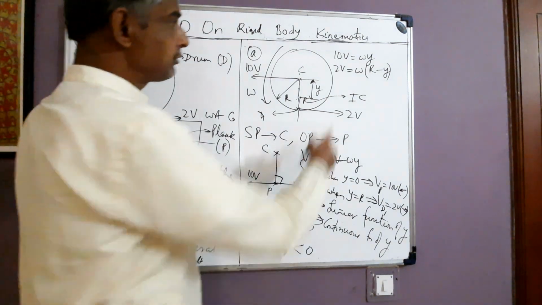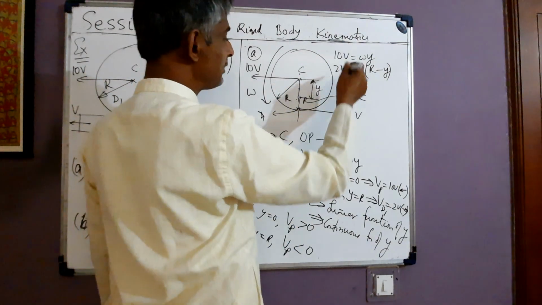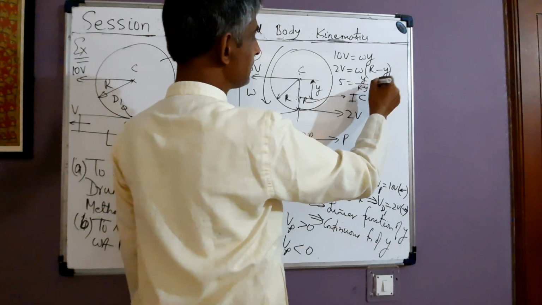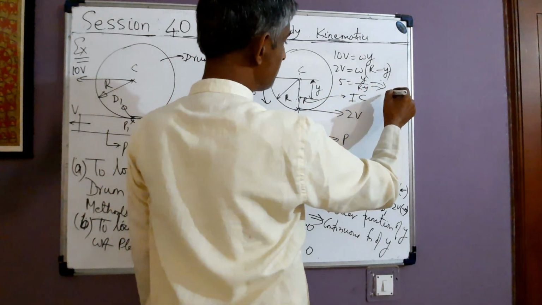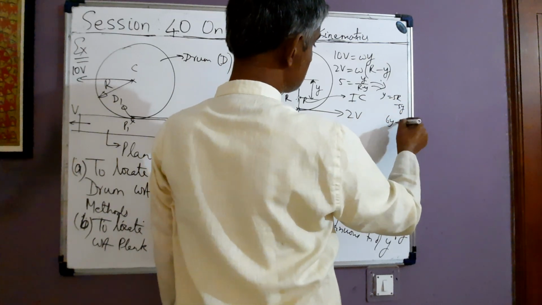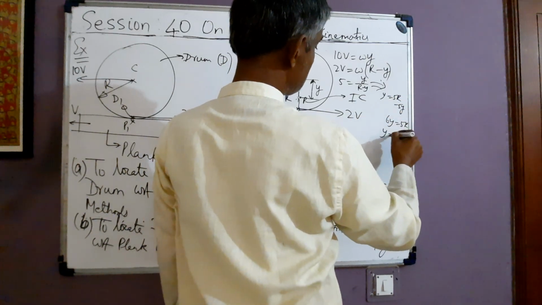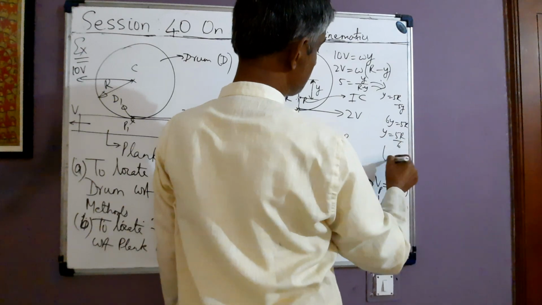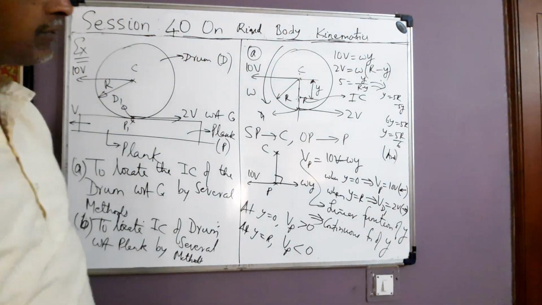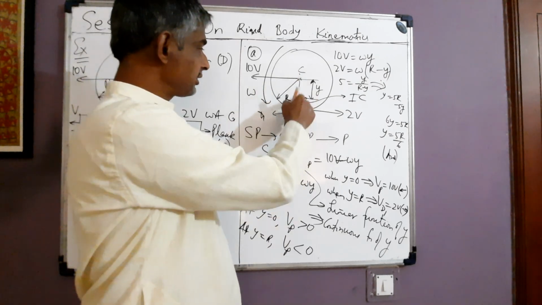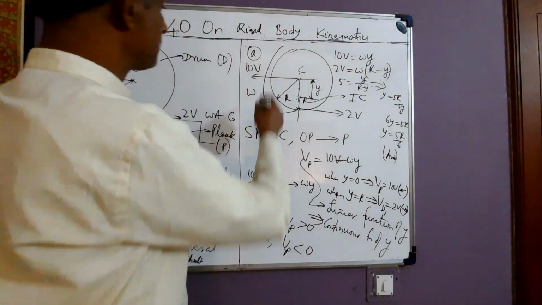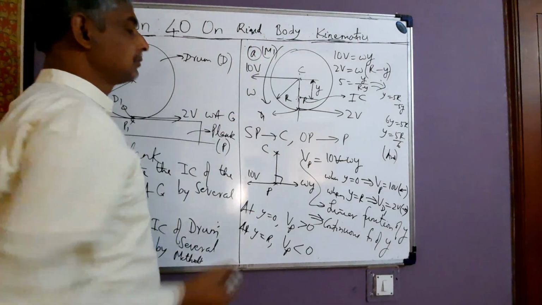Okay. Now what I do, I divide these two. 10v by 2v becomes 10 by 2, that is 5. That becomes y by r minus y. This becomes y equal to 5r minus 5y. 6y is equal to 5r. y is equal to 5r by 6. One answer is obtained. The IC of the drum is at a distance of 5r by 6 vertically below center C. This is the IC of the drum with respect to ground. So this has been evaluated by method 1.